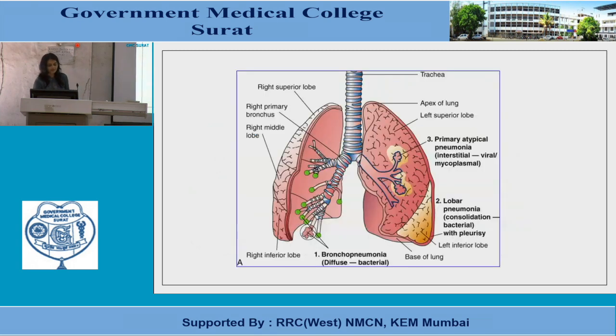This photograph shows the various types of pneumonia. We can see lobar pneumonia, in which one lobe is involved. Then the second one is bronchopneumonia, in which the bronchi and surrounding alveoli are involved. And third is viral pneumonia, in which the interstitium of lung parenchyma is involved.